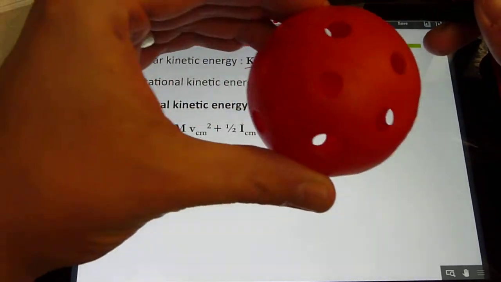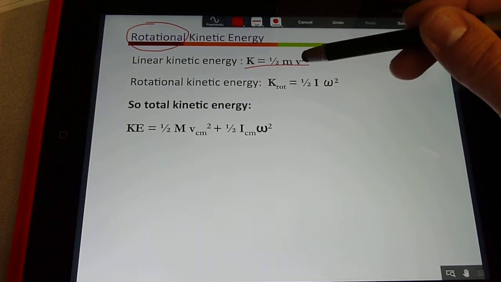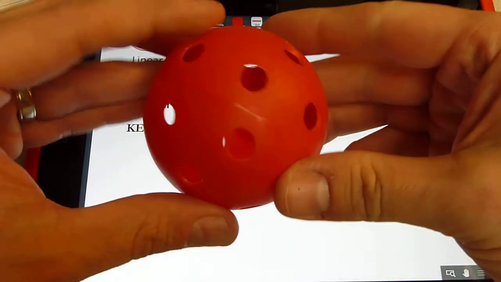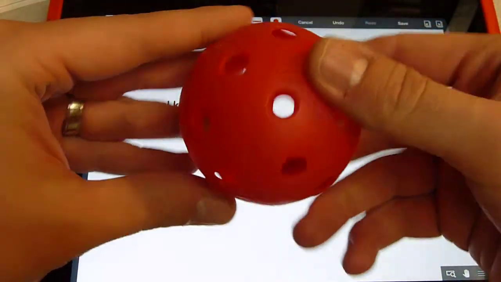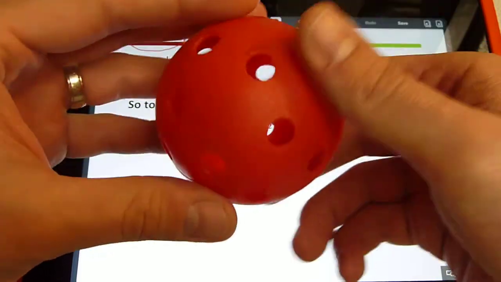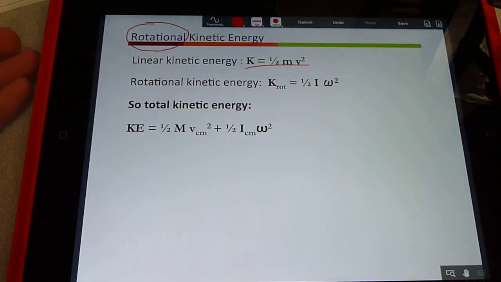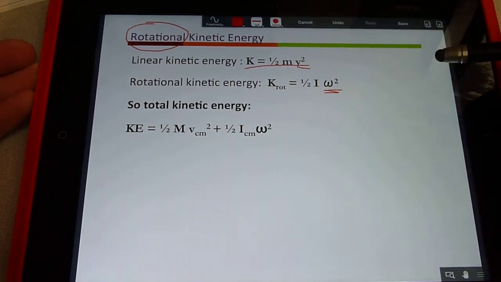If I throw this ball with a certain speed and it flies through the air, we would use this to calculate the kinetic energy. But now we can also talk about, well, there has to be energy associated with something rolling, or spinning, I should say, rotating, because I am doing work on this object to get it to spin. So we're going to make our usual changes, right? Velocity is going to turn into angular velocity.